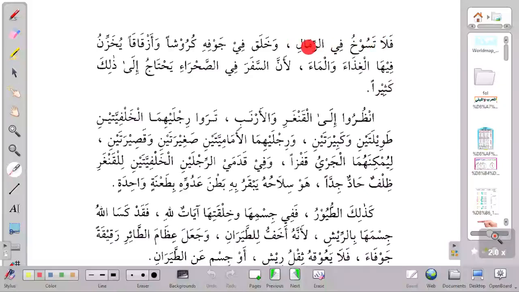You know, the desert is made up of very fine sand. So that's what he's saying. The camel doesn't sink, his leg doesn't sink because of how Allah made it. وَخَلَقَ فِي جَوْفِهِ كُرُوشًا وَأَسْقِيَةً يَخْزُنُ فِيهَا الْغِذَاءَ وَالْمَاءَ. وَخَلَقَ فِي جَوْفِهِ, and then He created in his stomach, the stomach of the camel, kurushan, stomachs.